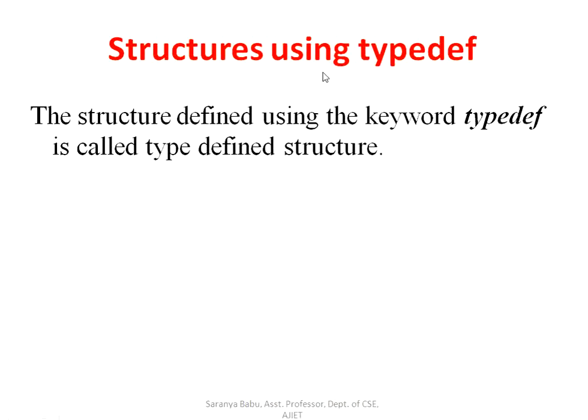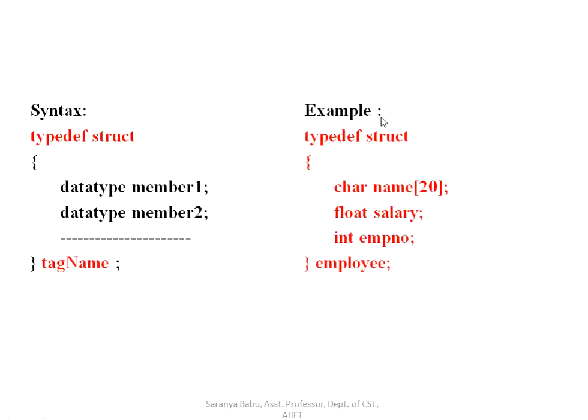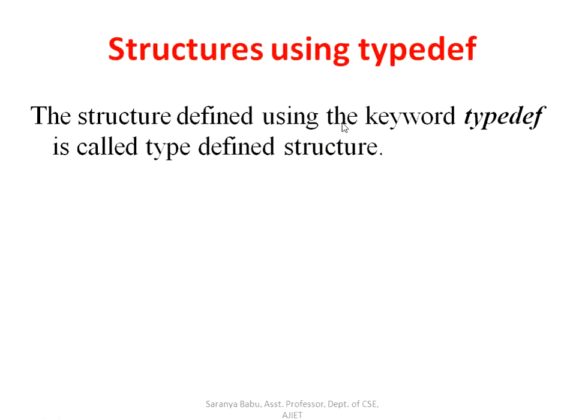Now suppose you have structures using typedef. The structure defined using the keyword typedef is called a type defined structure. Okay. How do you do that? Using the keyword typedef, struct, then the data type and members, and put the tag name. Understood? Before, you used to give the struct tag name. Here typedef and struct both are keywords, put the members, and before putting the semicolon give the tag name. Okay, this is how you can do. This is just for reference, how you define the structure using typedef.